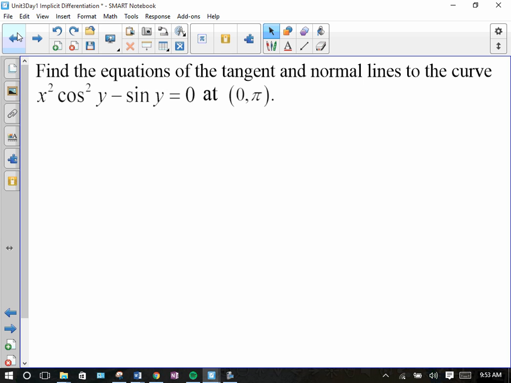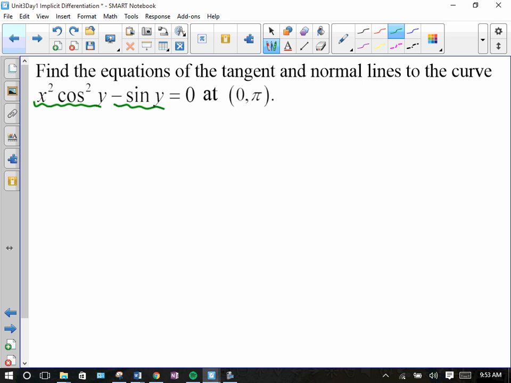So here we go, finding the derivative of this. We have two parts. We have this part, which is going to be product rule and chain rule. We have this part over here, which is also chain rule, because y is another function. So let's look at the derivative of x squared times cosine squared y.